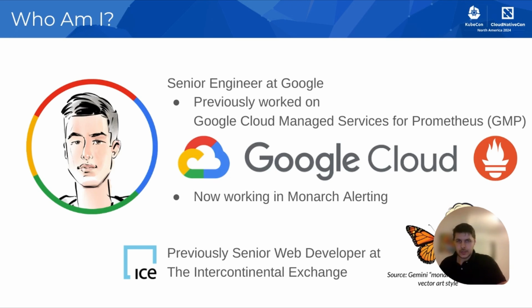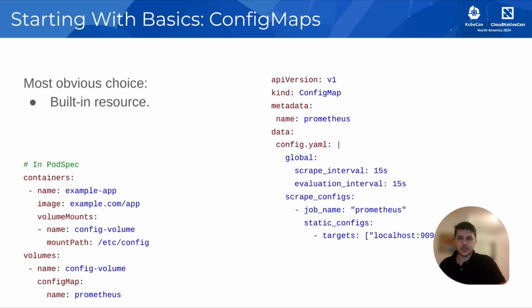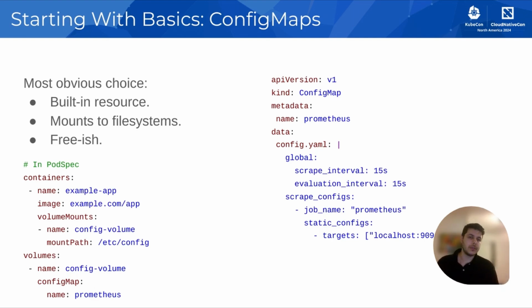And let's get right into it. So let's start with config maps. This is what everybody knows. It is the most obvious choice. It's probably your go-to. You just take your configuration and you take that raw string and you stuff it into this config map object. And then when you want to use it, the easiest way is in your pod spec. You just add a fresh volume and mount it into your container.